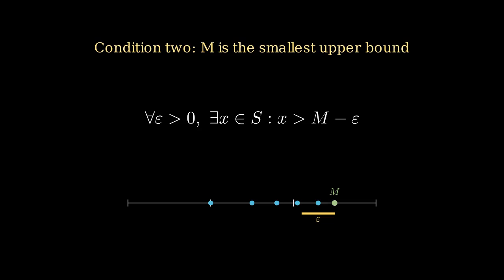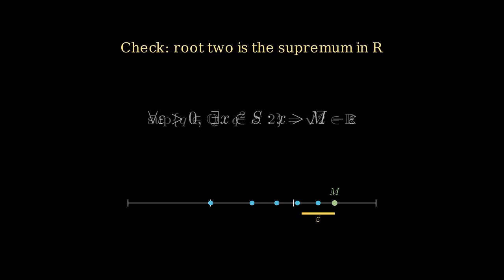This means you cannot shrink M down even slightly and still have an upper bound, because the set always has elements creeping up arbitrarily close to M. As a final check, apply this definition to our earlier example. The real number, square root of 2, satisfies both conditions for the set of rationals whose square is less than 2. Every element of that set is at most the square root of 2, and rational numbers in the set get arbitrarily close to it.